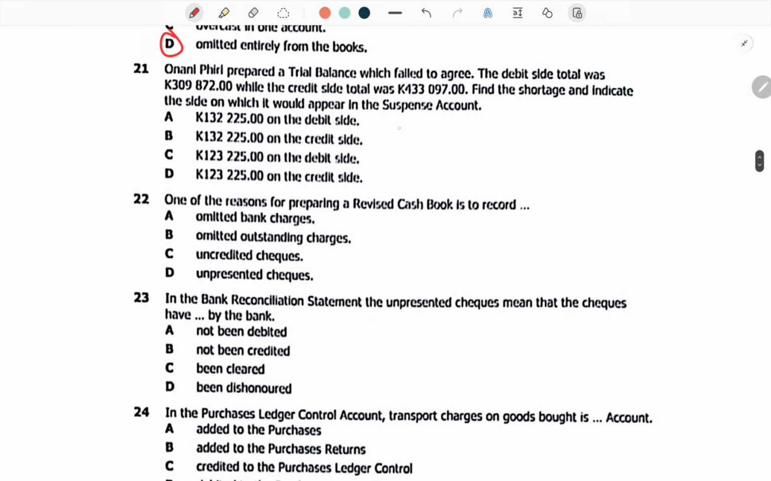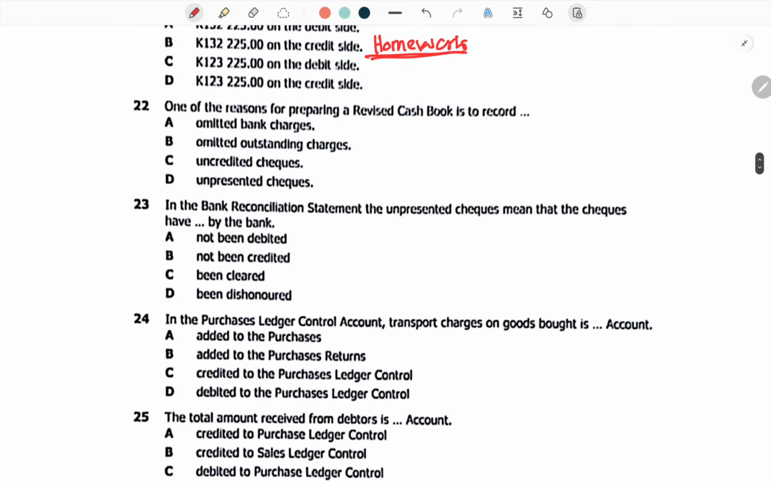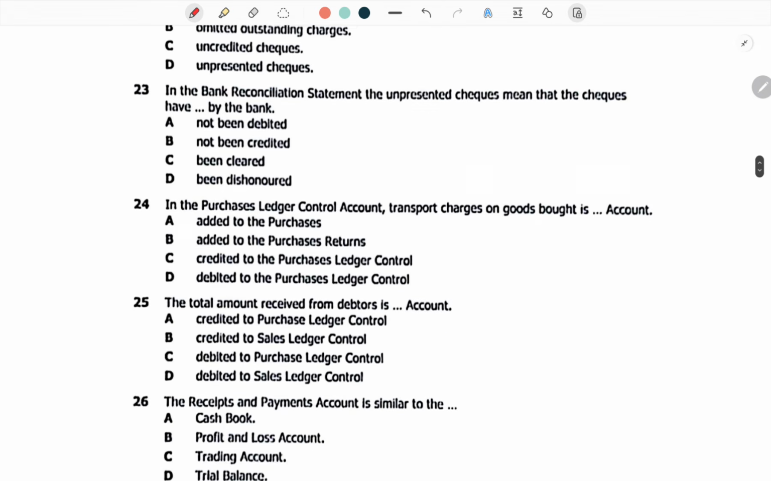Okay, so this question you will do it. This one is going to be homework. Okay, so one of the reasons for preparing a revised cash book is to record. Okay, very good. This one is very simple.